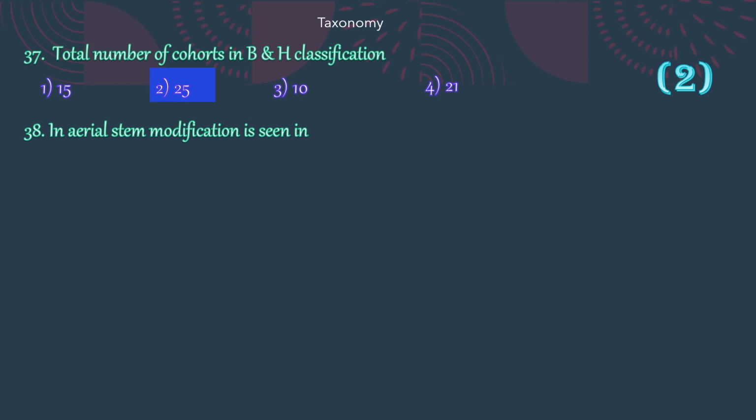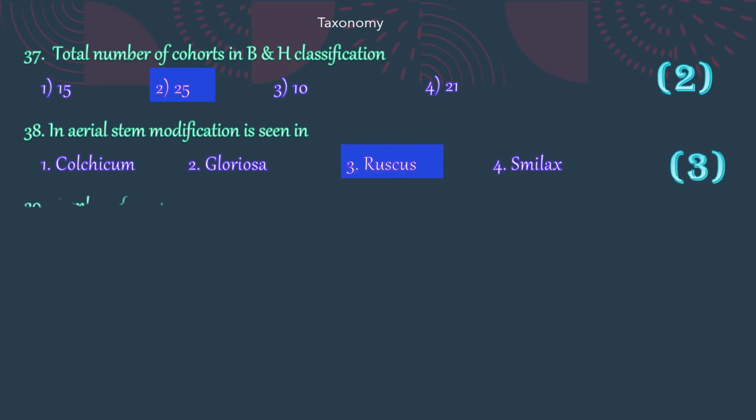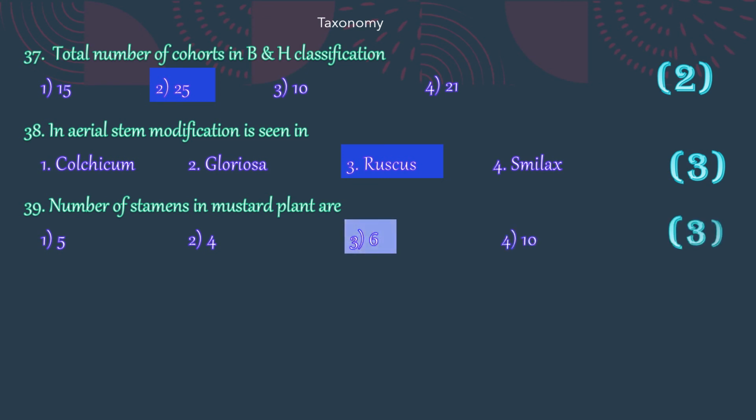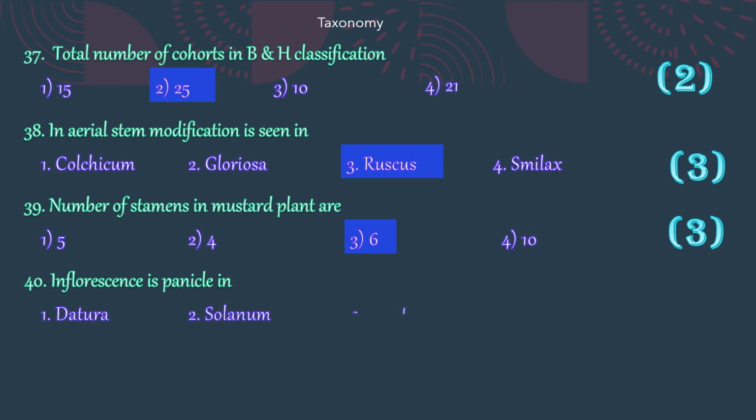Aerial stem modification is seen in: option 1, Colchicum; option 2, Gloriosa; option 3, Ruscus; option 4, Smilax. The answer is 3. Number of stamens in mustard plant are: option 1, 5; option 2, 4; option 3, 6; option 4, 10. The answer is 6. Inflorescence is panicle in: option 1, Datura; option 2, Solanum; option 3, Nicotiana; option 4, Petunia. The answer is 3, Nicotiana.